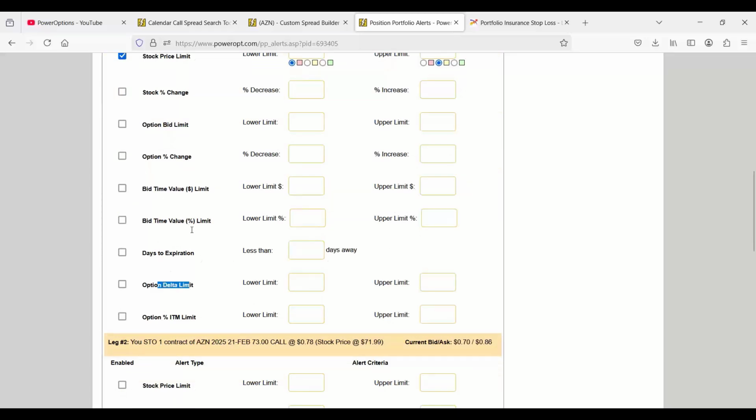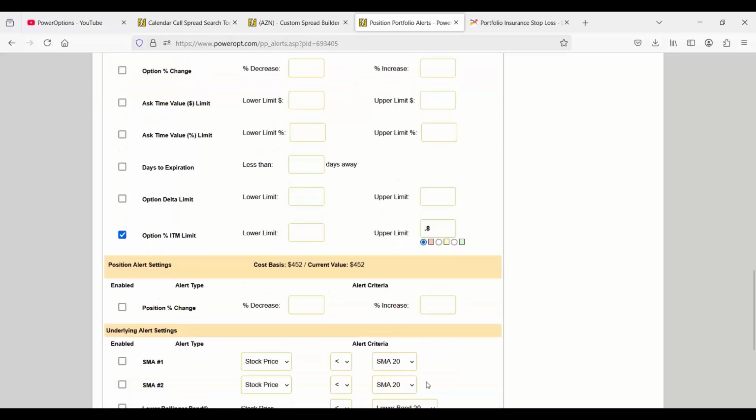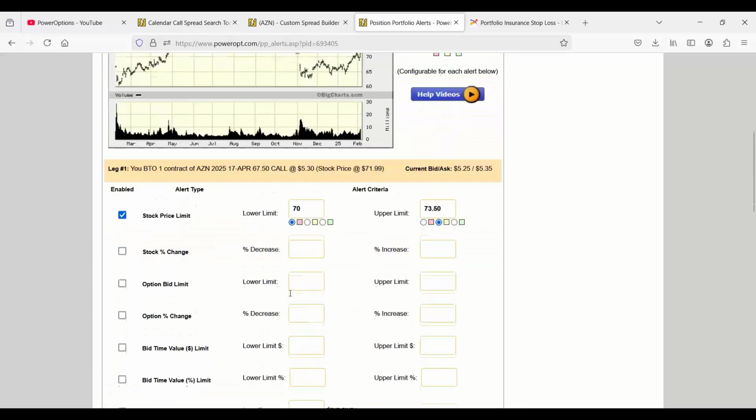You could set a delta limit as well, the time value. That when we set something on the short option, when the ask time value reaches a certain level, you know what the time value was when you opened it, you'd research that for this strategy, and then you'd put that in as well. In the money range, I don't want to be notified if it's more than 0.8% in the money, for example, when I potentially look to roll the position. And then position change, increase or decrease.